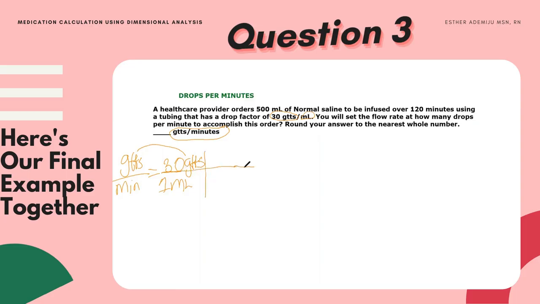So again, we are going to go ahead and repeat that step. So ml comes here, we transfer that up here, and we ask ourselves, what in our question has milliliters behind it? We have 500. Okay, so we could bring 500 down here. So 500 ml of normal saline to be infused over 120 minutes. So 120 minutes comes down here. And this is kind of where we stop, because now we can cancel out mLs and mLs, and our final answer is in GTT over minute.